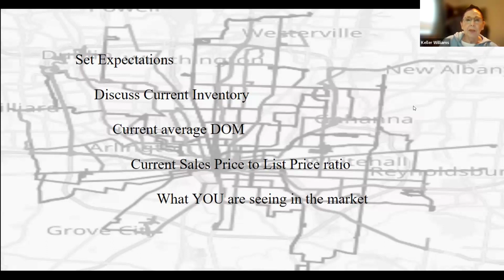These are the things that you really have to know when you're having a discussion with your buyers and your sellers. But right now we're talking about buyers. So you have to set the expectations. What is the current market? What's happening in the current market? What is the current inventory? What are they looking for? What are they in for? And that's part of your discussion.